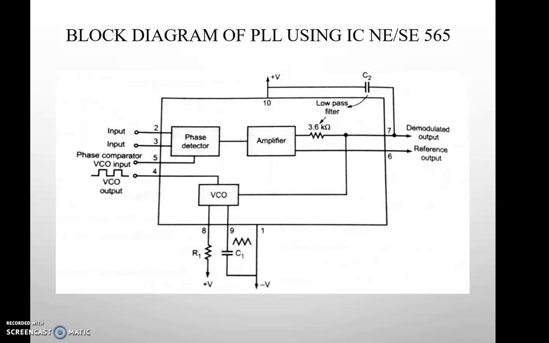Then the VCO free running frequency FO is adjusted externally with R1 C1 to be at the center of the input frequency range. The PLL 565 can lock and track an input signal over plus minus 60% bandwidth with respect to FO at the center frequency. The lock range FL is given by plus minus 8 FO upon V Hertz, where FO is the free running frequency.